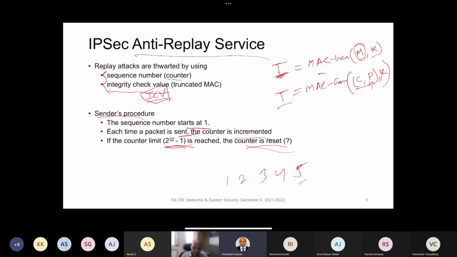Can someone tell me what will happen if the counter is reset? Here, reset means that the counter will go back and start from 1. So you might have sent 1, 2, 3, 4, 5, let's say the maximum is just 8. After 8, resetting means that you start with 1, 2, 3, 4, like that. What will happen if that is the case, and is that a bad thing to happen? Replay attacks become possible if it resets. Yes, that is true. Can someone elaborate on that point?